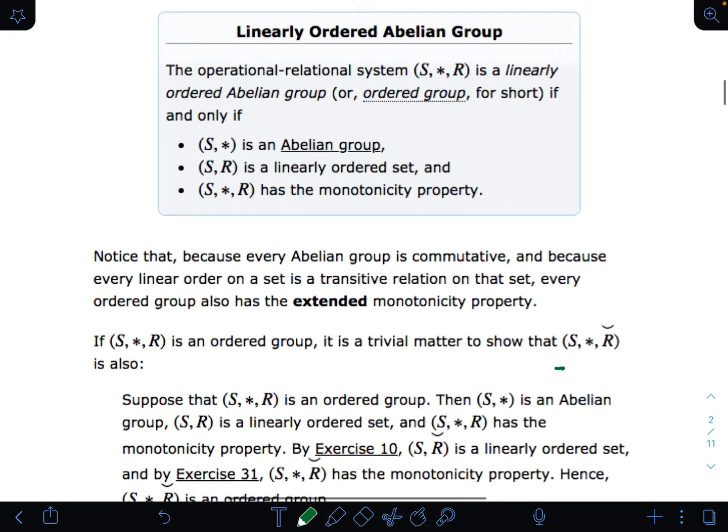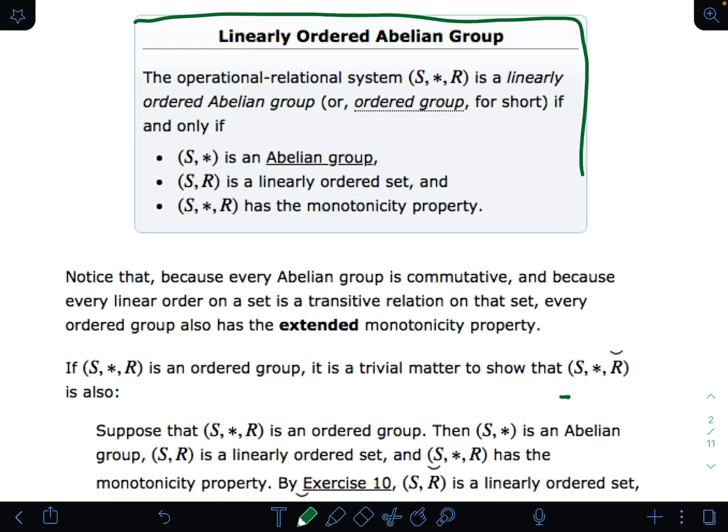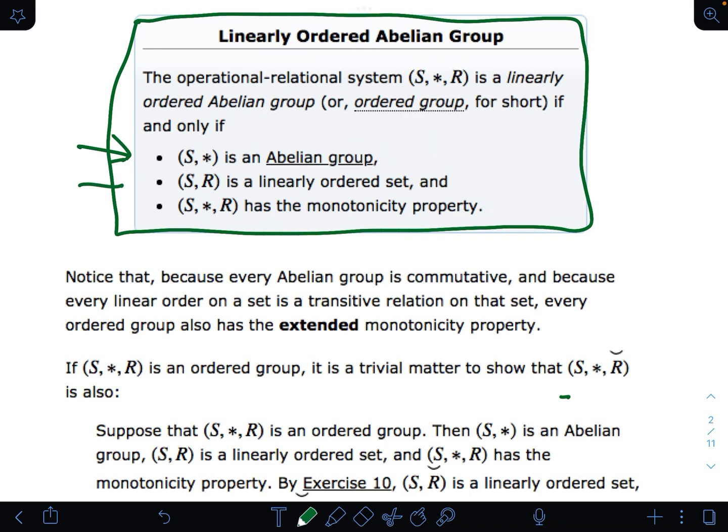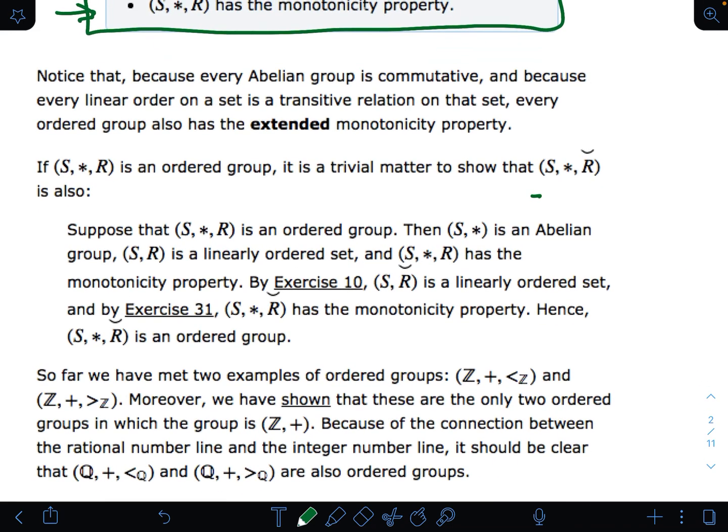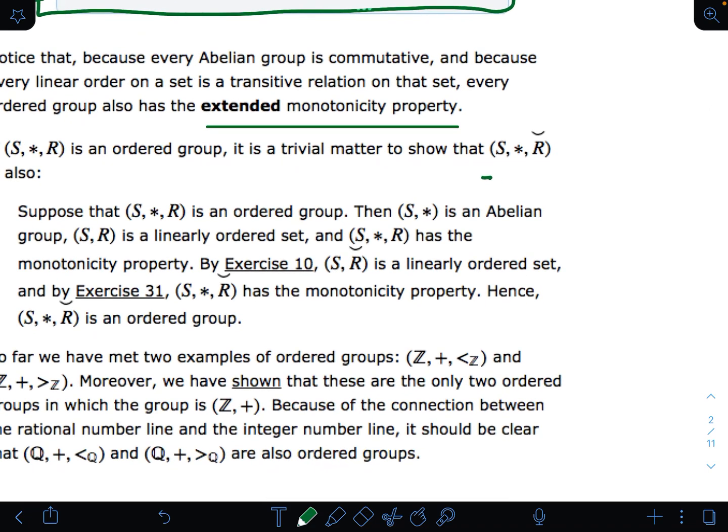Good. A couple of topics today: linearly ordered abelian groups. We talked about linearly ordered groups before, but whenever you have an ordered abelian group like this, quite simply put, S star forms an abelian group, but also you can order the set. You have a linearly ordered set, and you have monotonicity. And importantly, because of the presence of commutativity on such abelian groups, I promise you such an ordered group will have extended monotonicity. And you may recall what extended monotonicity was.